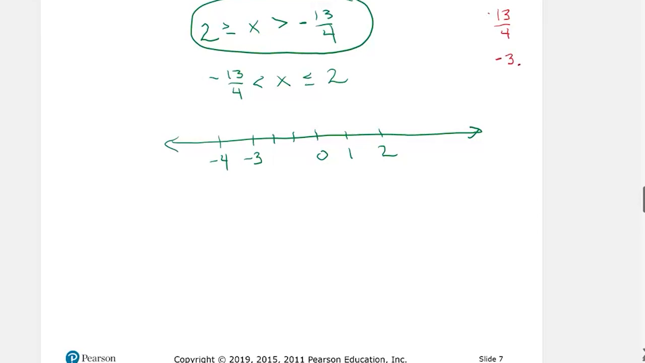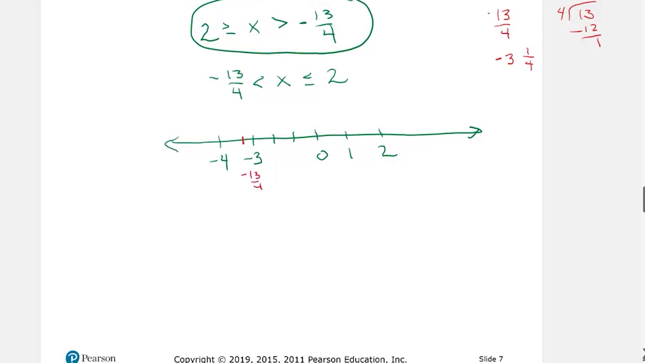And then, so it would be negative. If I turn this into a mixed number, what I'm doing is dividing. So basically I'm dividing 13 by 4, which gives me 3. 3 times 4 is 12 with a remainder of 1. So I have negative 3 1/4. So it's a little further over. So I'll say this is negative 13/4 right there, right?